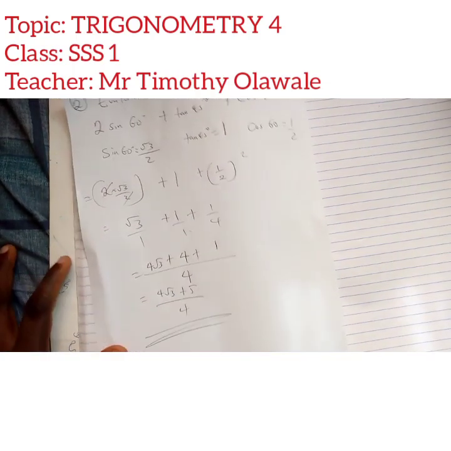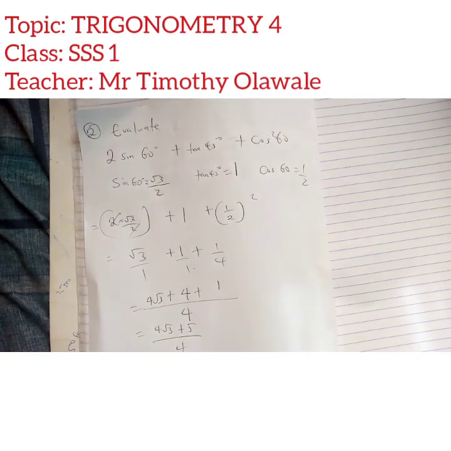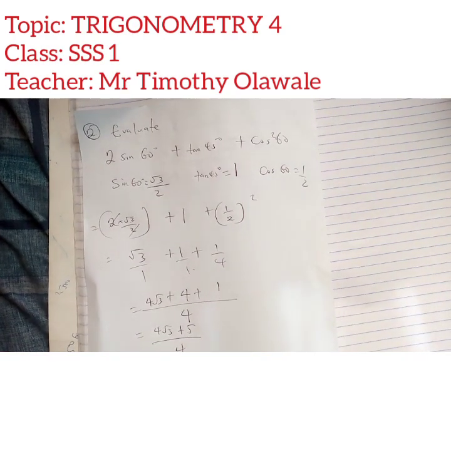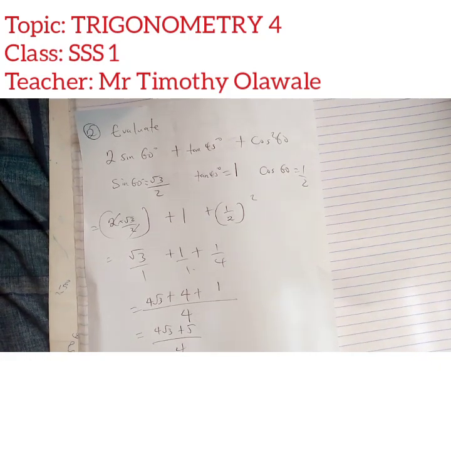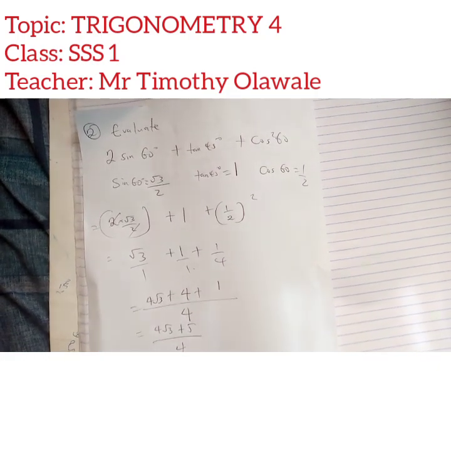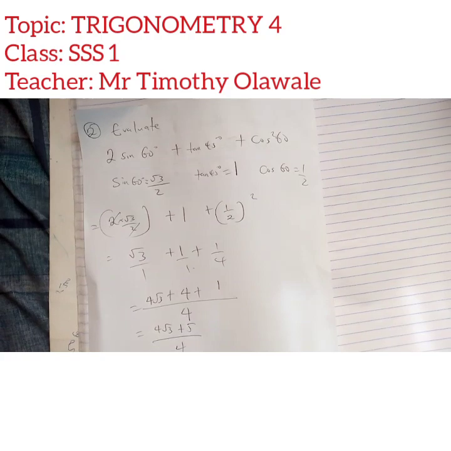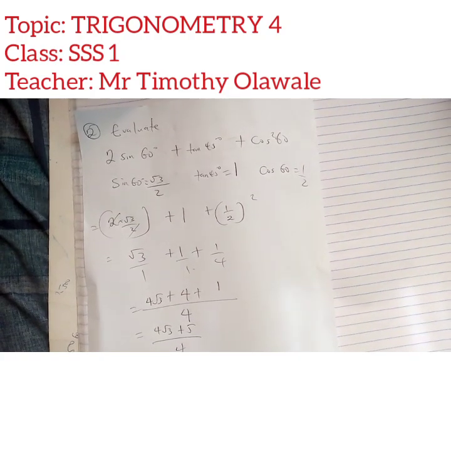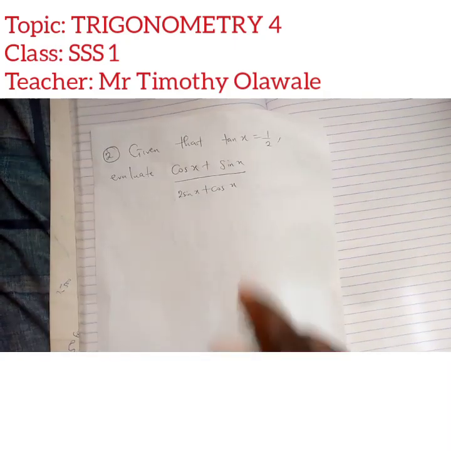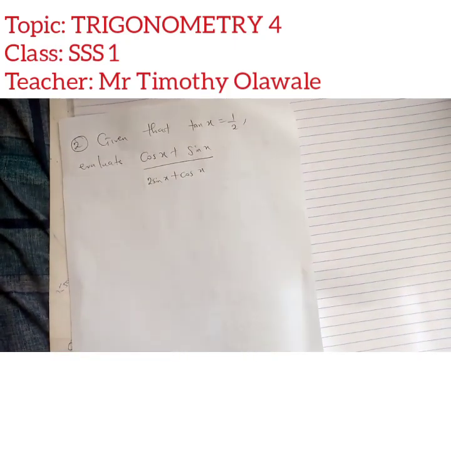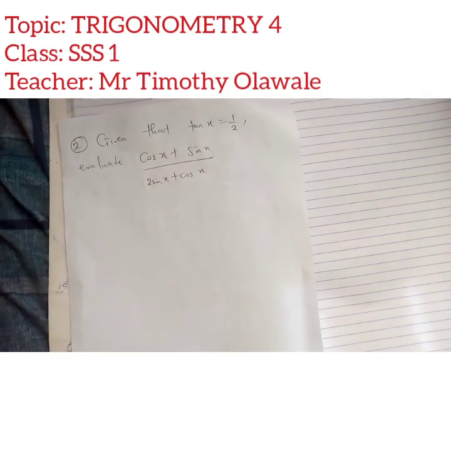So you see, the way we're able to solve this is by looking for special angles we've considered. We know sin 60, we know tan 45, we know cos 60, and so we can just add them together and simplify normal fractions. Okay, all right, so let's look at question 3, our example 3 for today.